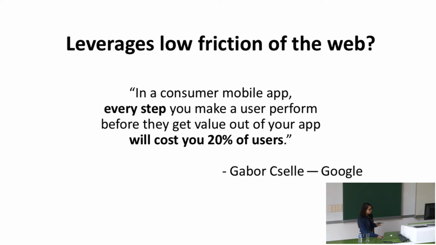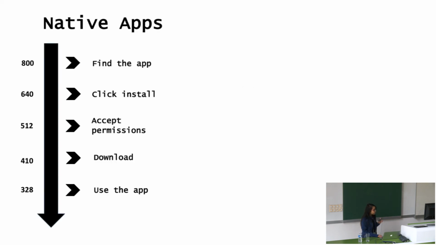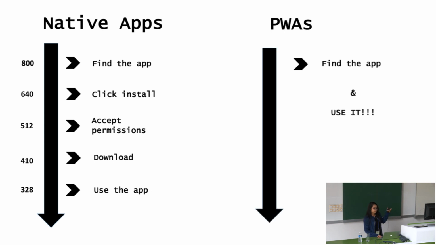So what does this mean for a native application? These are the steps that you go through to install an application. You find it, you click on install, you accept permissions, you download, and then you start using the application. At each step, you're losing 20% of your users. However, when it comes to progressive web apps, you simply find the app and you start using it. So it basically reduces the steps between discovery of an app and actually getting it to the home screen to be used by the user.